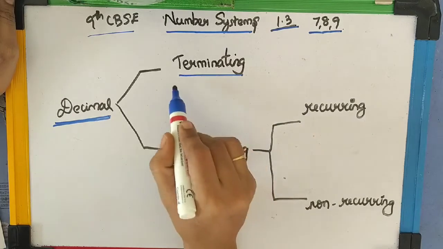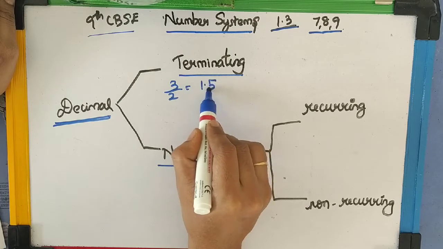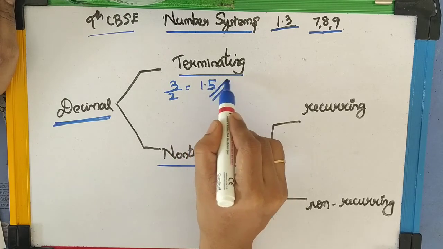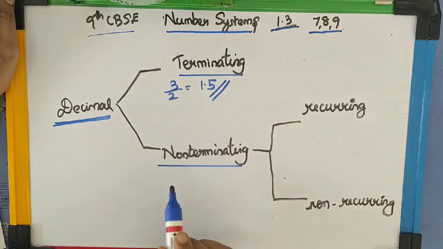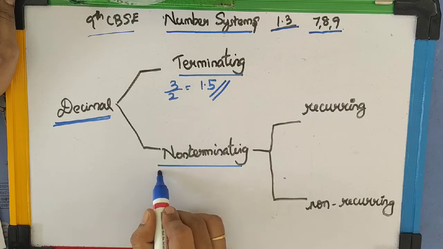What is terminating decimal? Let's see with an example. When 3 is divided by 2, it gives 1.5 as an answer. That is, the digits after the decimal point will come to an end. This is called as terminating decimal.